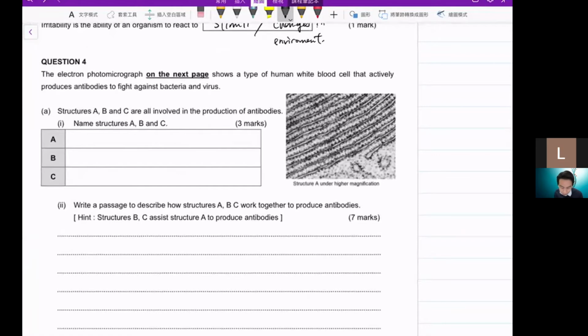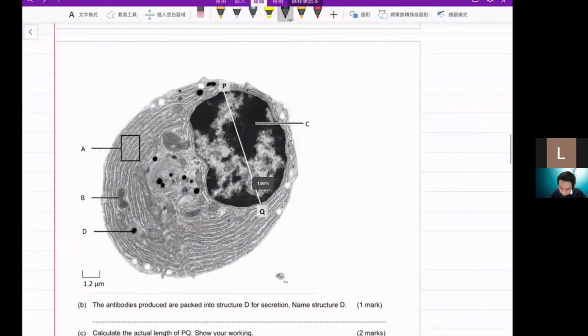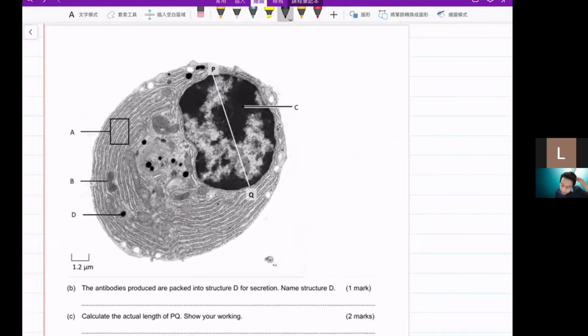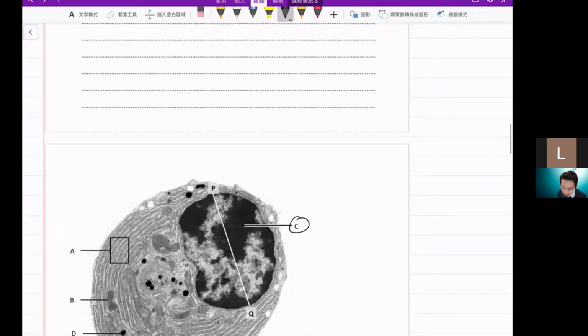For question 4, okay, label A, B, and C. Okay, C is obvious, the nucleus, okay? But some of you wrongly label it as vacuole or cytoplasm. Remember, C is nucleus.